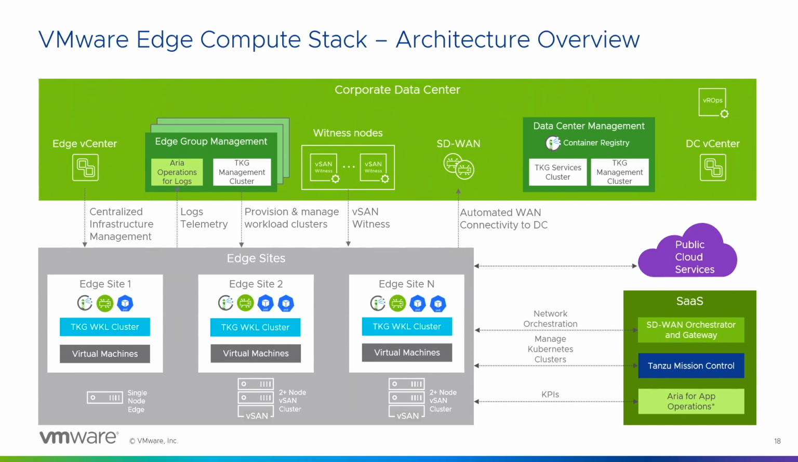There's also the use of shared witness nodes in the data center. If you have edge sites, let's say two node clusters at the edge, and you don't have another small server to set up a witness locally at that site, you can leverage shared witness nodes in the data center as well. There are plenty of sizing guides for that, and the largest shared witness node in the data center can support up to 64 vSphere clusters, for example.